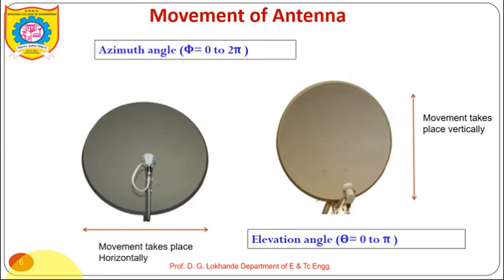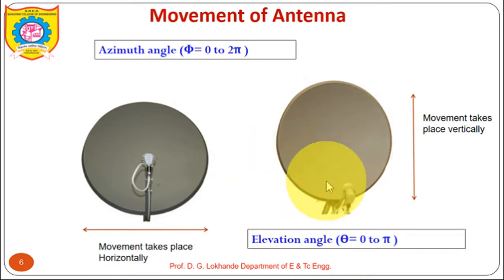Next to that, the movement of the antenna is also equally important. There are two antennas mentioned over there. One is the azimuth angle, that is phi, which moves from 0 to 2 pi, and this antenna specifically moves in a horizontal manner. The other antenna, in figure B, shows the elevation angle theta from 0 to pi. This particular antenna is moving in a vertical manner.